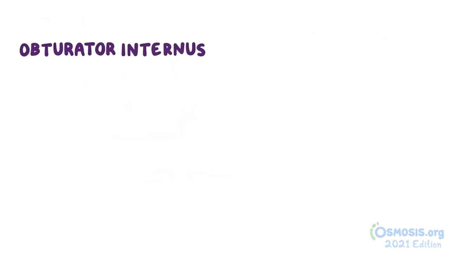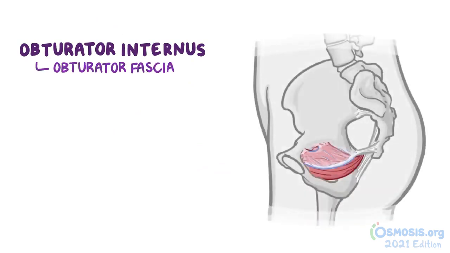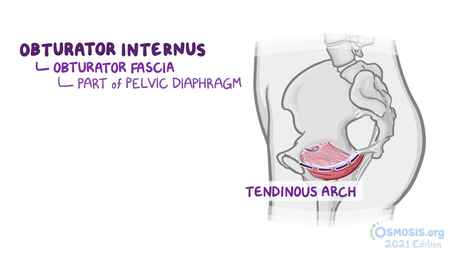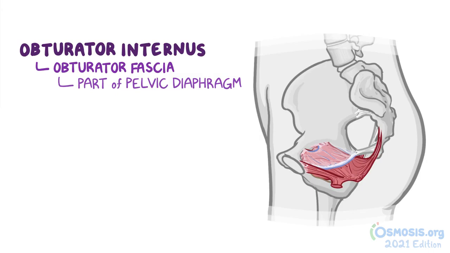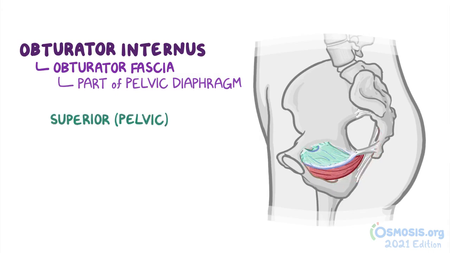The medial surfaces of the obturator internus are covered by a fascia called the obturator fascia. This fascia covers most of the muscle and becomes thicker medially to form a tendinous arch. This arch gives origin to one of the muscles forming the pelvic floor or pelvic diaphragm. Additionally, the attachment of the pelvic diaphragm to the obturator fascia divides the obturator internus into a superior pelvic portion and an inferior perineal portion.